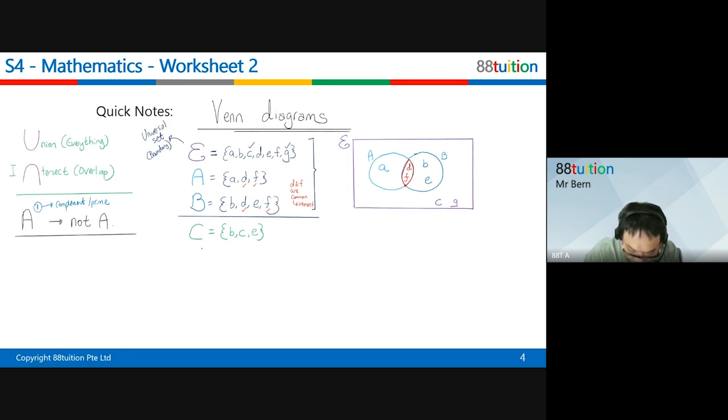The question asks me to draw A and C. So again, you come up with a rectangular box. This rectangular box is your boundary, or your universal set. You're supposed to draw A and C. But look at A. A is ADF. C is BCE. They never intersect at all. No intersection. So this is your A, and this is your C. They are disjoint.